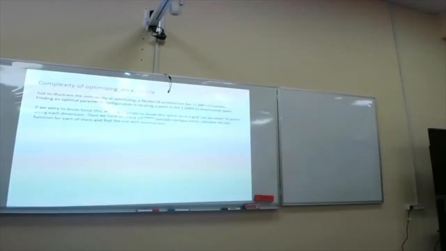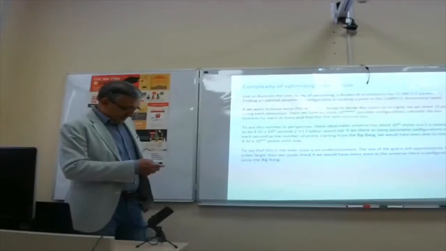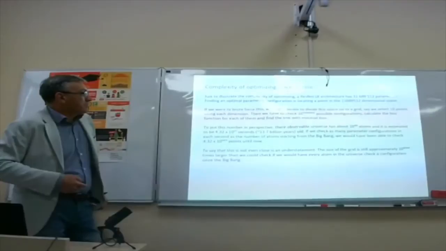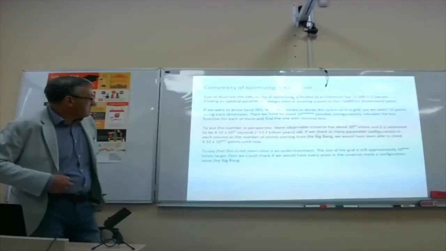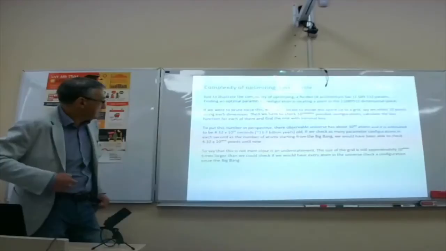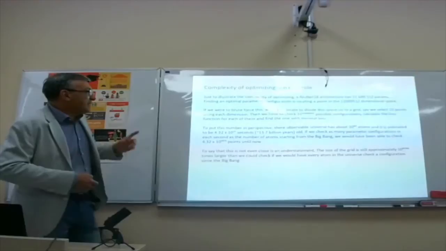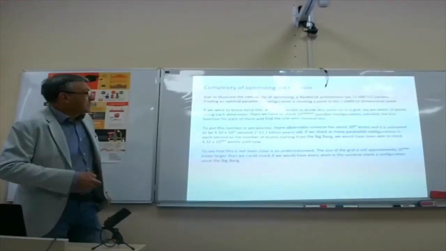To put this number in perspective, we consider the observable universe, all the area around our Earth which can be observed. This universe has about 10 to the power 19.3 atoms, and its age is estimated by this number. If we checked as many parameter configurations each second as the number of atoms, starting from the Big Bang, the origin of our universe, we would have been able to check this number of points. But this number is extremely small in comparison with our original problem, which requires such a number of calculations.